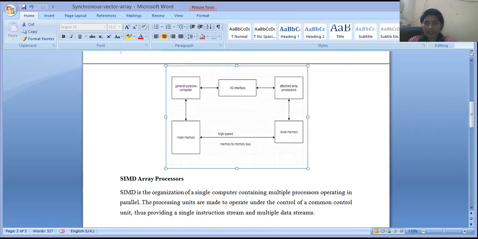In the next session, I will discuss SIMD in brief, and what the uses of SIMD are in parallel computing and distributed computing.